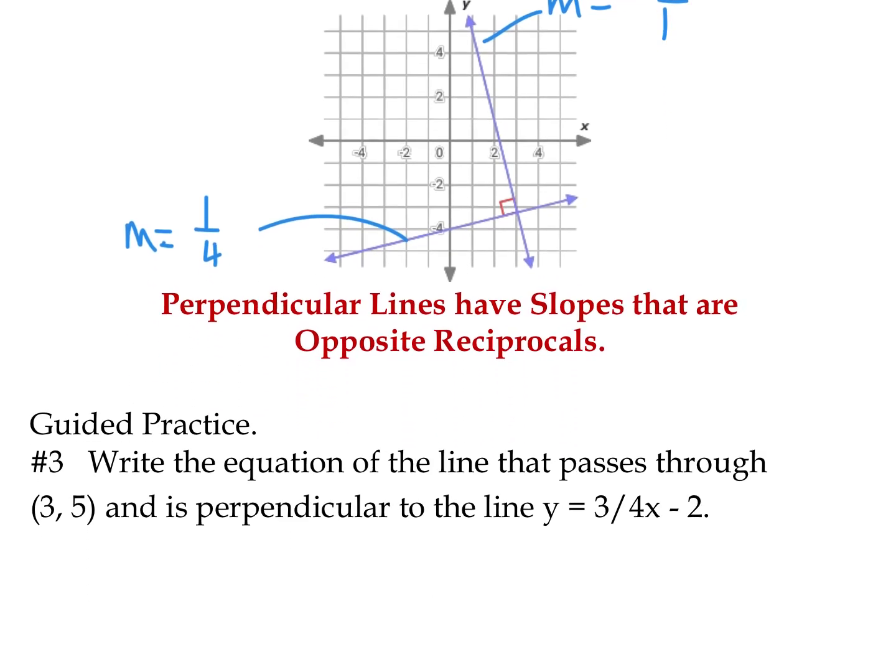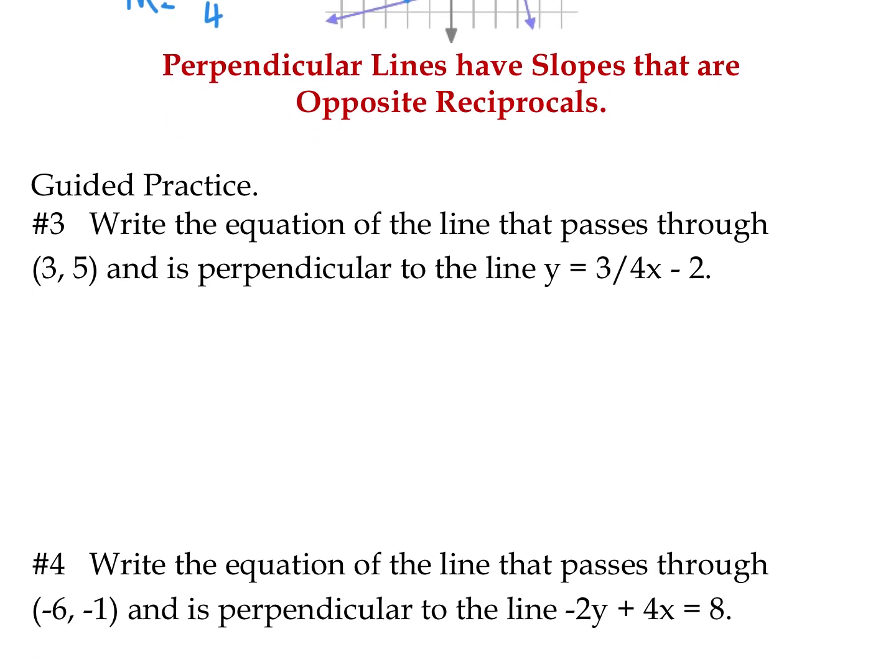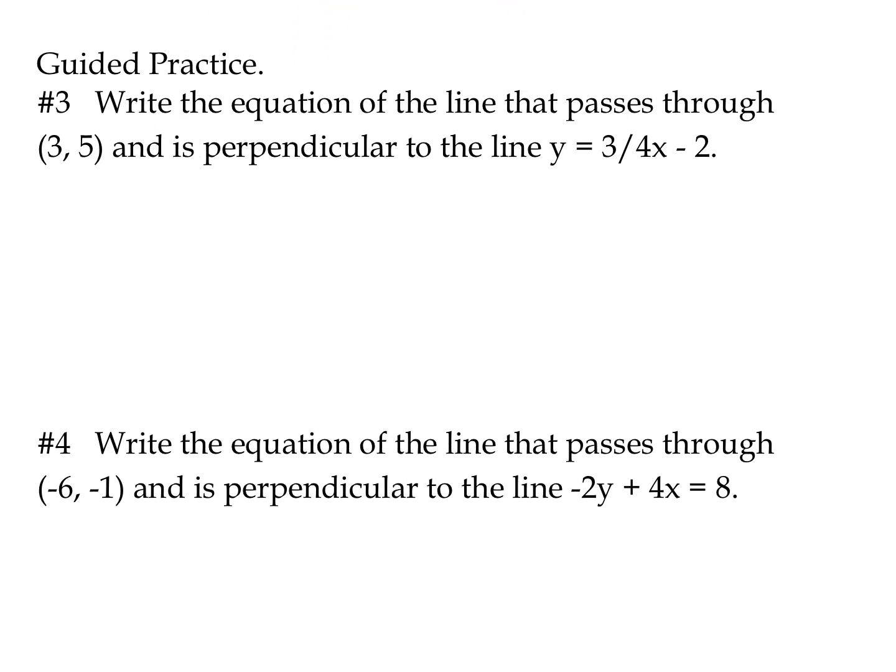We can use that information to write equations similar to what we did with parallel lines. So for this first one, we'll write an equation that passes through the point (3, 5) and is perpendicular to the line y equals 3/4 x minus 2. So my slope is 3/4. So the perpendicular slope is going to be m equals -4 over 3. Opposite signs, so I was given 3 over 4, my perpendicular slope is going to be negative, and it's going to be the reciprocal. Instead of 3 over 4, 4 over 3.